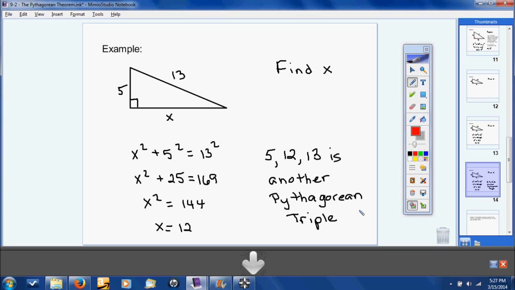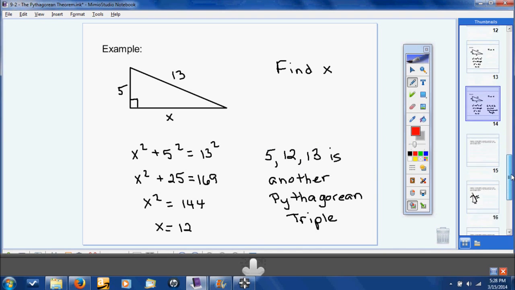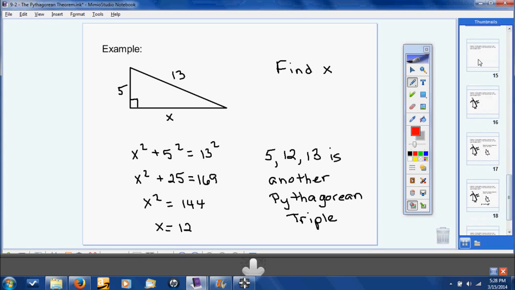It can save you precious moments on the SATs, and they do like to throw in those Pythagorean triples because it speeds up your math. It allows them to check for other concepts, but it doesn't speed up your math if you don't recognize and commit them to a little part of your brain. Okay, there's nothing horrible about memorizing certain things. So 3, 4, 5 is a good Pythagorean triple. 5, 12, 13 is also a Pythagorean triple, and we'll look at a lot more Pythagorean triples as we go.